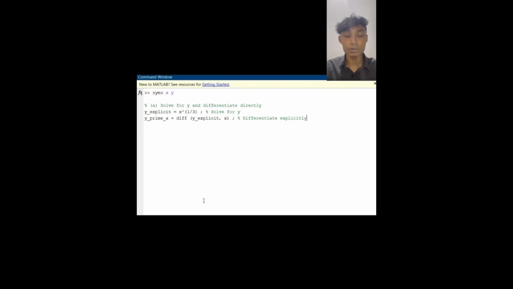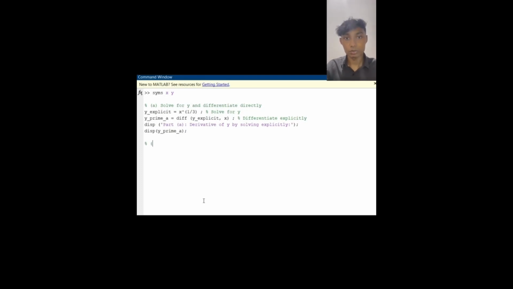Then we need to display, using disp. So we need disp('Part A: derivative of y by solving explicitly'). Then we need to display again with disp(y_prime_a).